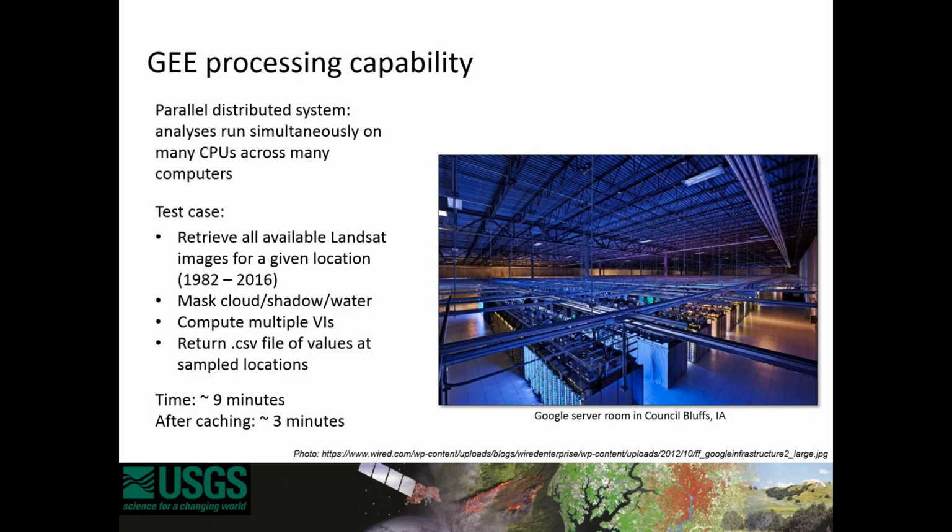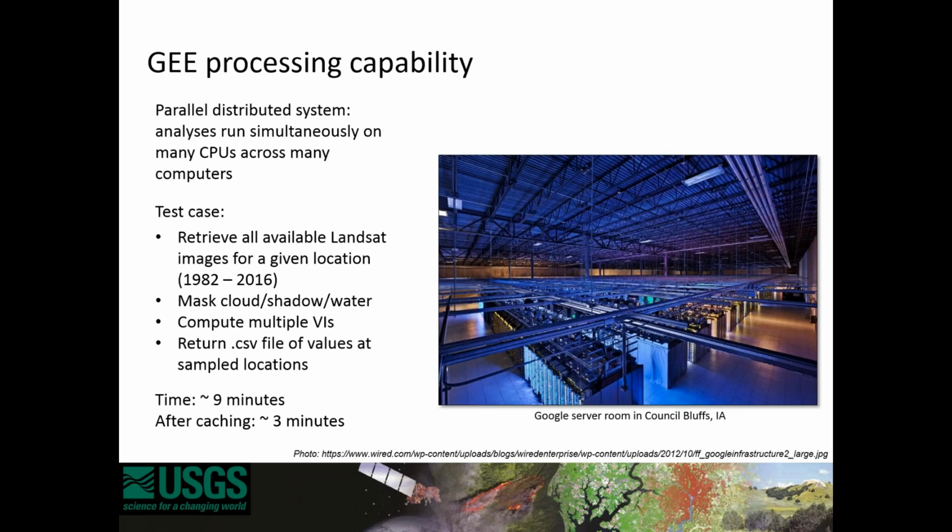In a test case, I wanted to retrieve all available Landsat images for a given location, so Landsats 4 through 8, 1982 through 2016. I applied a cloud, water, and shadow mask, computed multiple vegetation indices, and requested the export of a CSV file of values at, I think I had 4 or 5 different locations, all granted within the same or contiguous Landsat scenes. But that entire process took about 9 minutes.